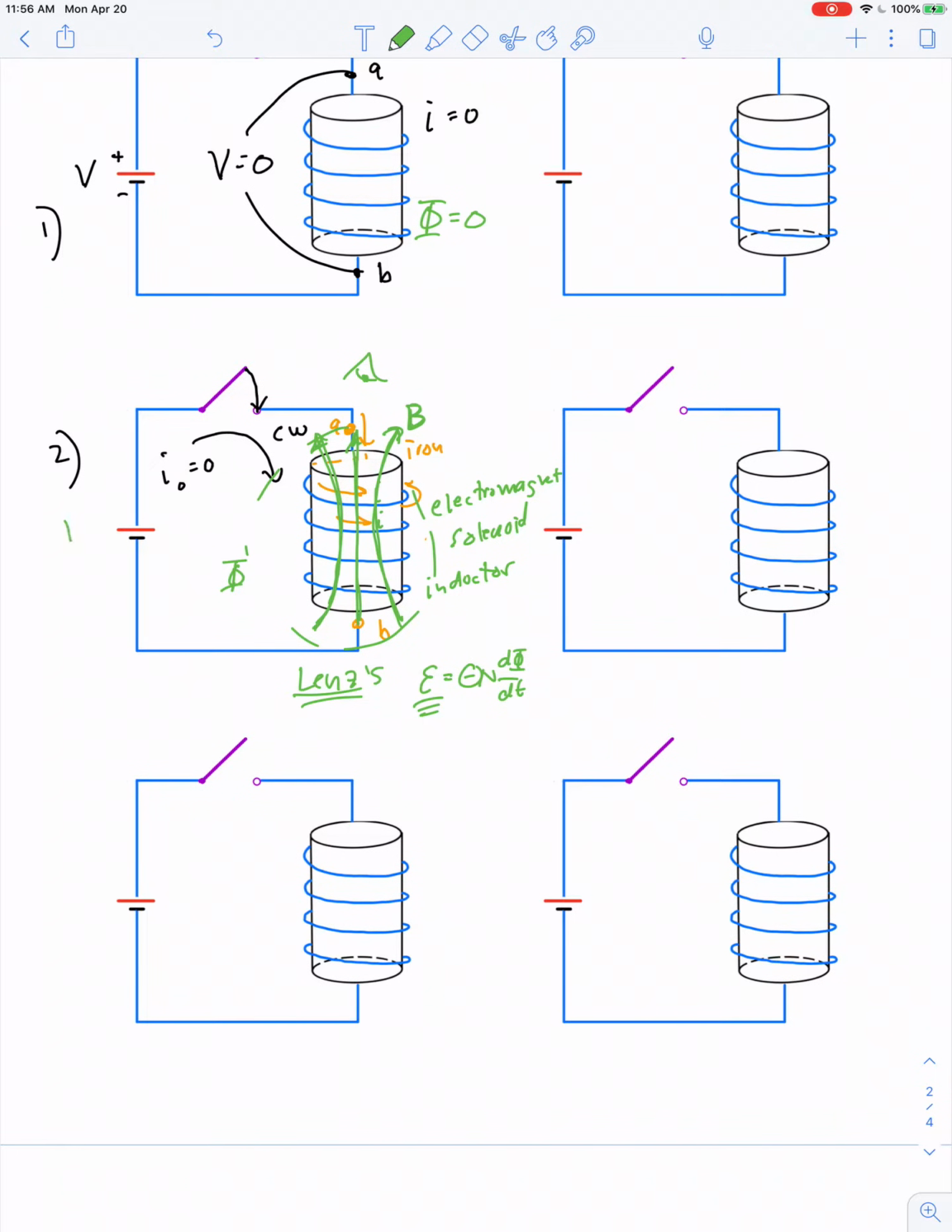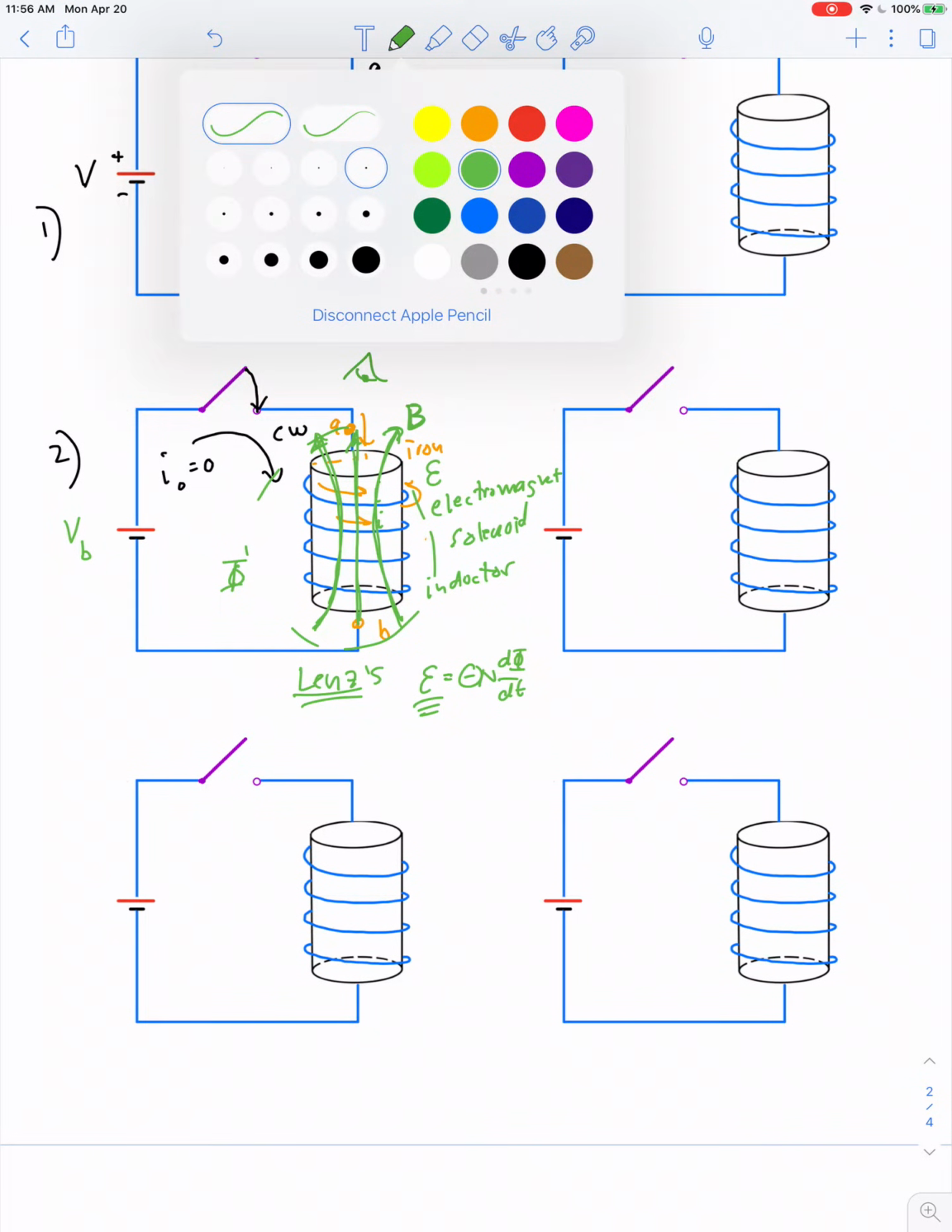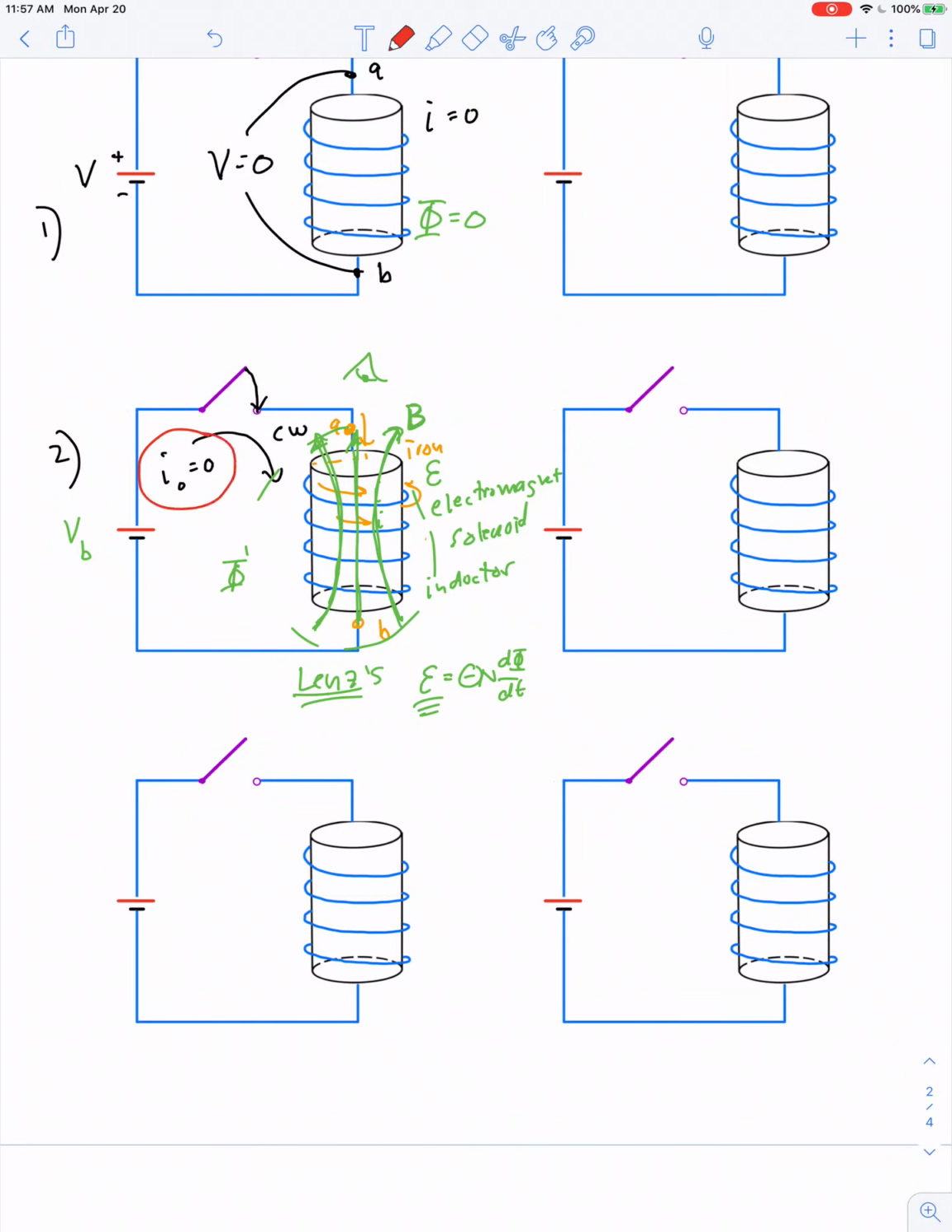So we have a V with subscript B, the voltage of the battery. But then there ends up being an induced voltage because of the change in flux in the inductor. And that voltage tries to somehow compete with the current that induced that magnetic field in the first place. So as this current starts to flow, there's an opposition to that increasing current. And so a voltage shows up.